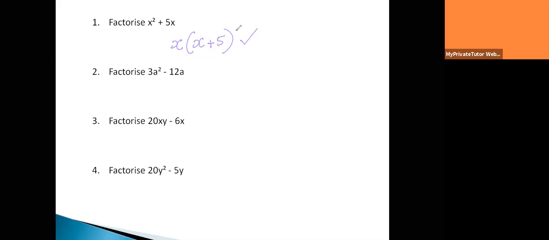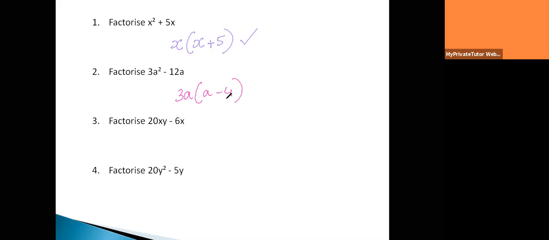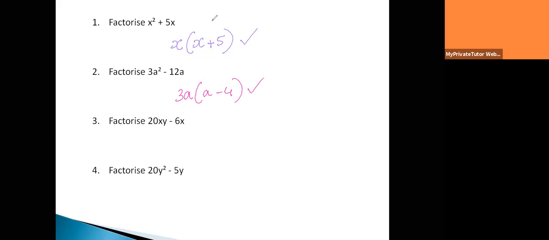I think Iris will answer the second one. What is the common term there? 3a bracket a minus 4. Yeah. So 3a is the common term, so that's what we are writing outside the brackets. And after that we'll get a minus 4. I hope everyone agrees to that. Third one, Arfan, would you like to answer?